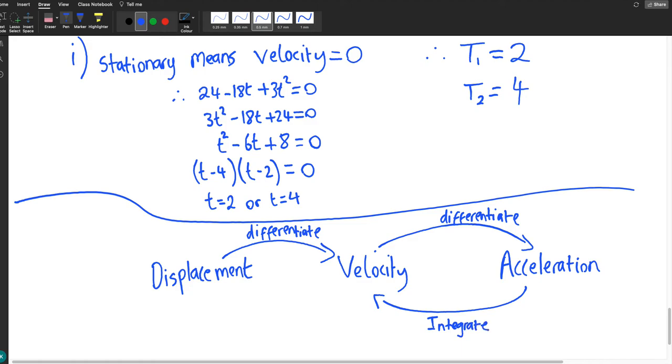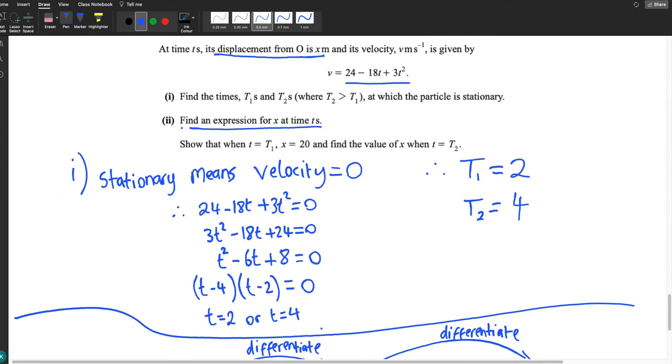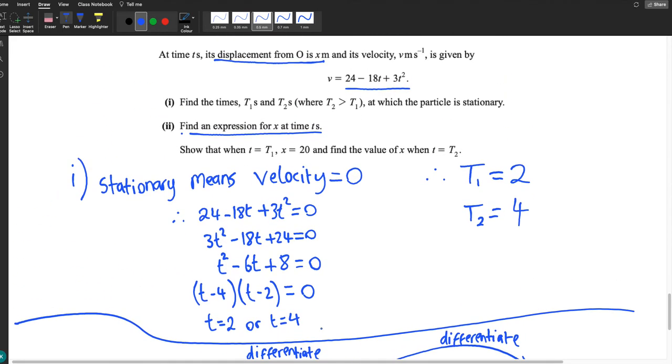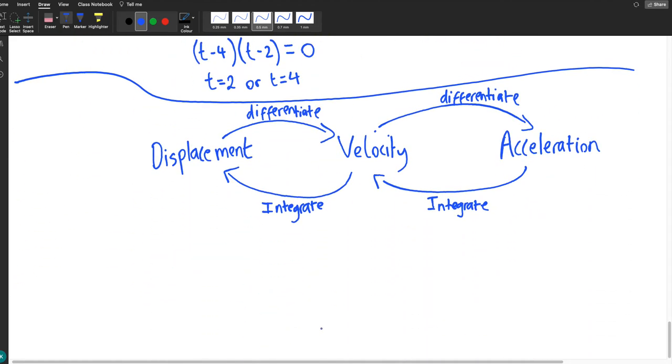And the same thing, to undo the velocity, i.e. go back to displacement, or undo the differentiation that got us the velocity, we need to integrate. So just a bit of housekeeping there. Cool. All right, and we're trying to go from velocity to displacement, so we know we're going to need to integrate. So we've got the function 24 minus 18t plus 3t squared.